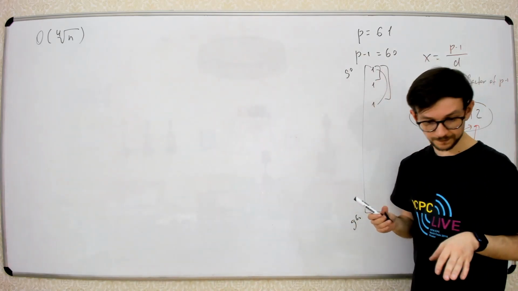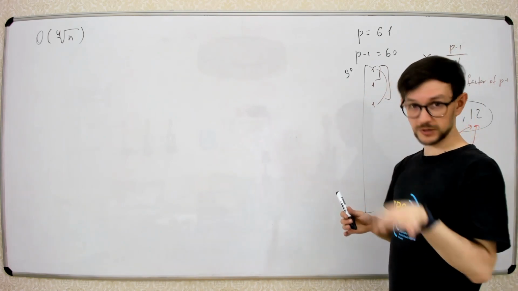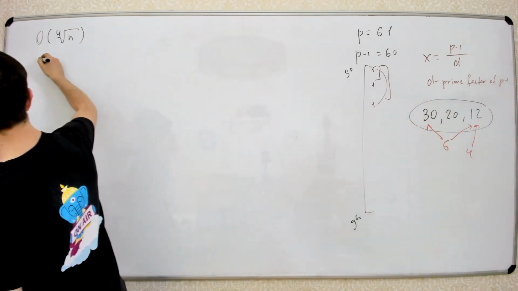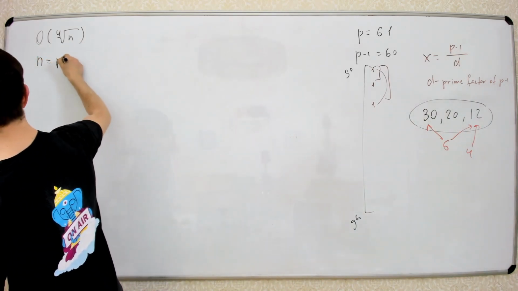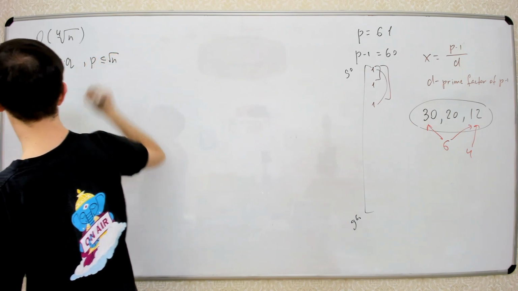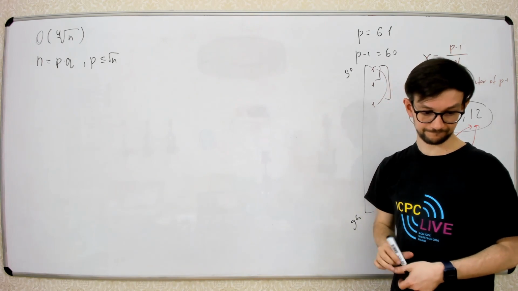So what will I do? Let's do it like this. First idea: if n is composite, then n is a product of some p and q, and one of them is less than the square root of n.